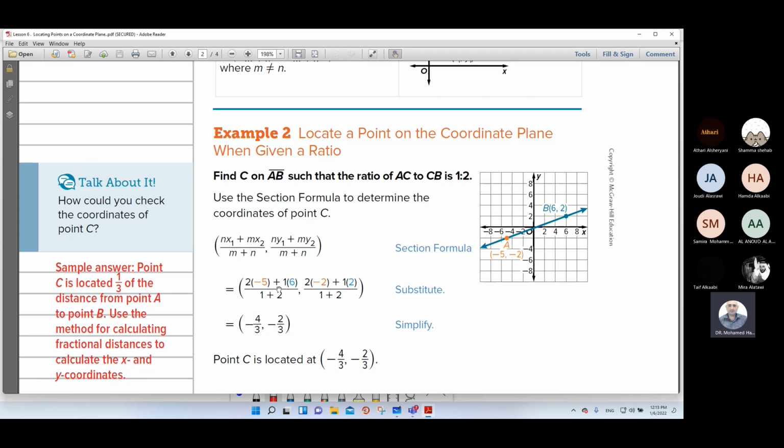Then solve. 2 times negative 5 will be negative 10 plus 6 will be negative 4. And down here 3, negative 4 over 3. And here 2 times negative 2 will be negative 4. Negative 4 plus 2 will be negative 2 over 3. So the C will be between the A and B located at negative 4 over 3 and negative 2 over 3. Who has any question about this idea?